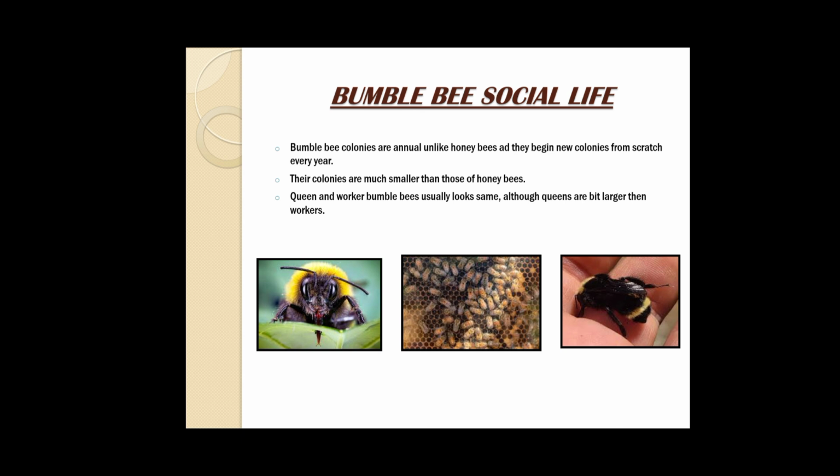Now we will look into social life in bumblebees in brief. Bumblebee colonies are annual like honeybees, and they begin new colonies from scratch every year. Their colonies are much smaller than those of honeybees. Queen and worker bumblebees usually look the same, although queens are a bit larger than workers.